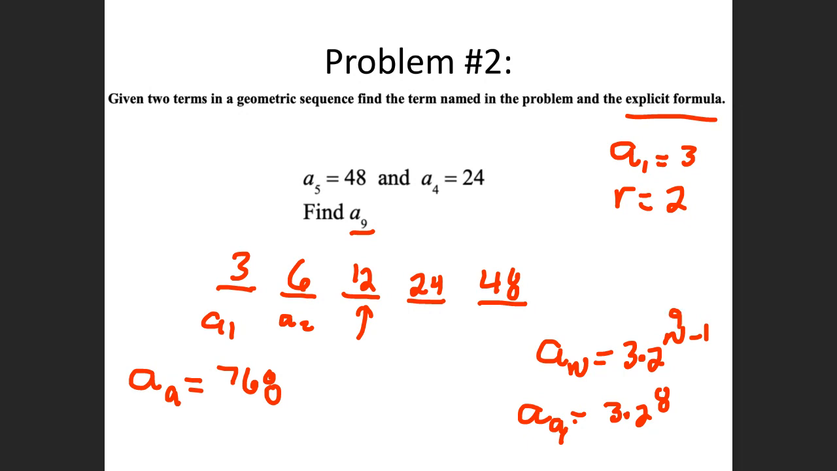We really put in 9 because we wanted the 9th term, but 9 minus 1 gives us 8. Remember, it's n minus 1. So 9 minus 1 is 8. That's why we did put in 9, but 9 minus 1 gives us 8. Okay?